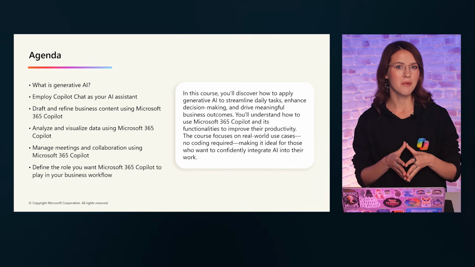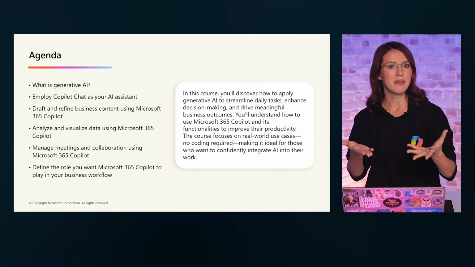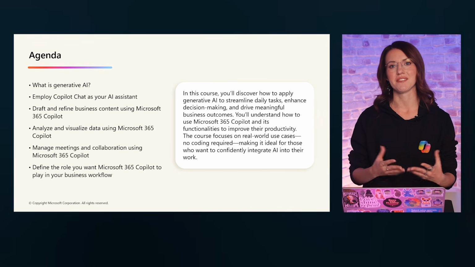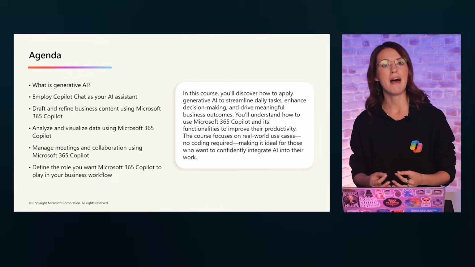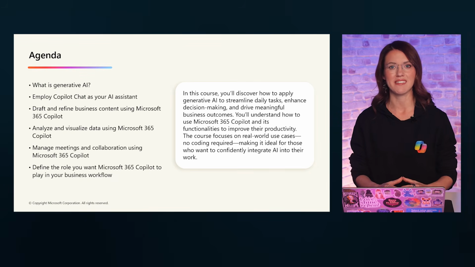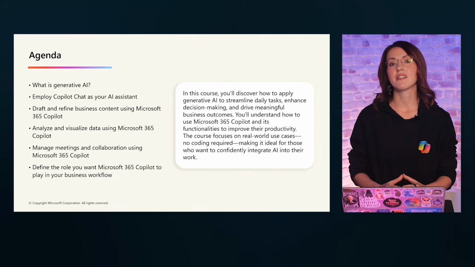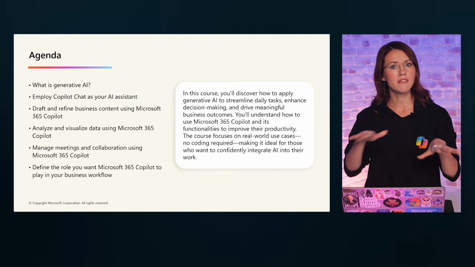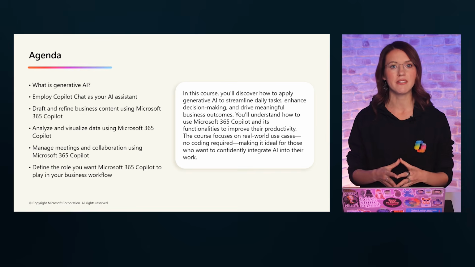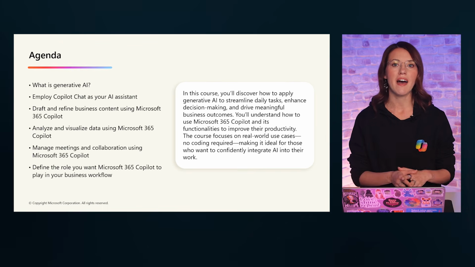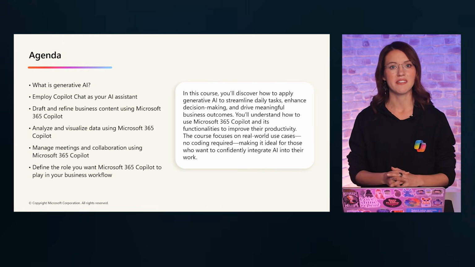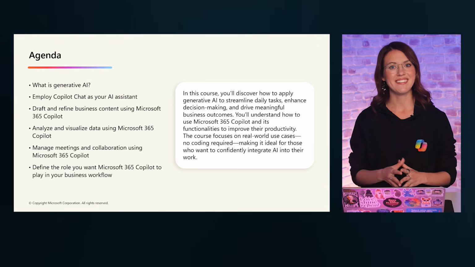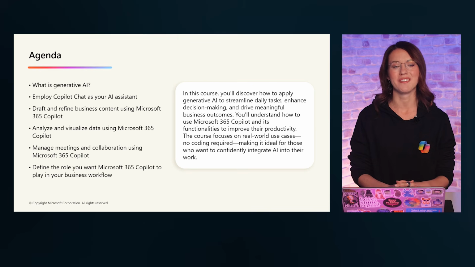AB-730 is also more than just a course. It prepares you for the Microsoft Certified AI Business Professional Certification, earned by passing the AB-730 exam. This beginner-level certification is designed for business users across roles and validates your ability to apply generative AI in real business scenarios using Microsoft 365 Copilot without writing a single line of code.